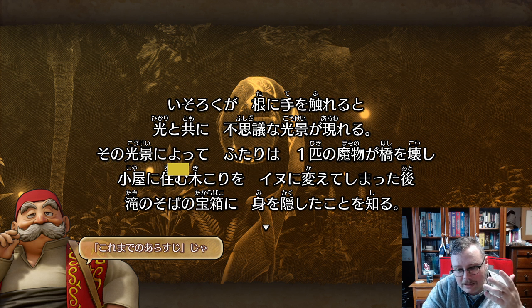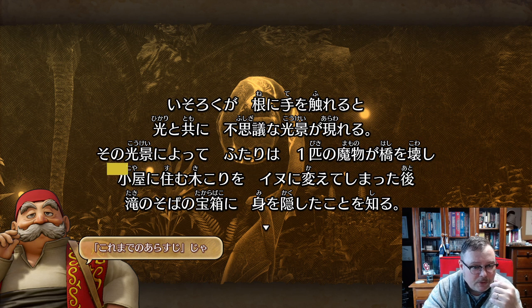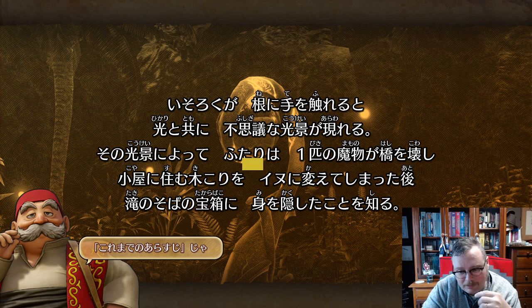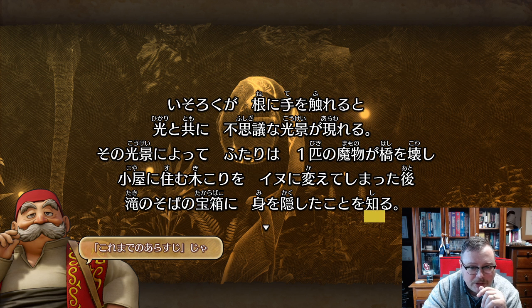Okay. Through this scene, sono koukei ni yotte, ni yotte means like by means of. So through that scene, futari wa, the two people, so my guy and the guy that's in my party, came to know. So you've got to skip all the way to the end of the sentence here.